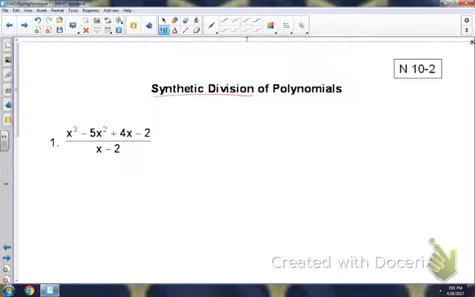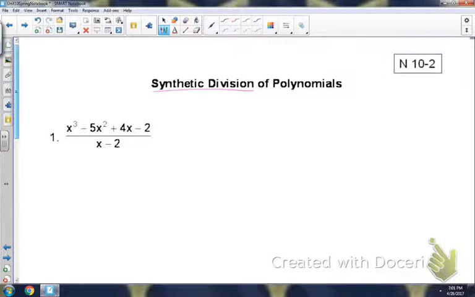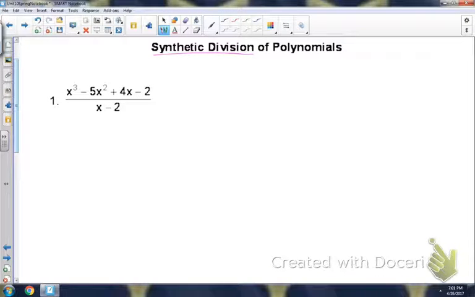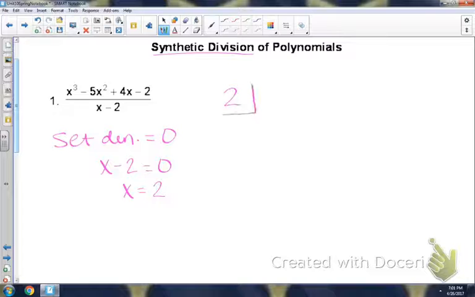Okay, so to use synthetic division, your first step is to set your denominator equal to 0. So I'm going to do x minus 2 equals 0, so x will equal 2. Whatever that number is when you set your denominator equal to 0, we're going to put it here, and then we're going to block it off.